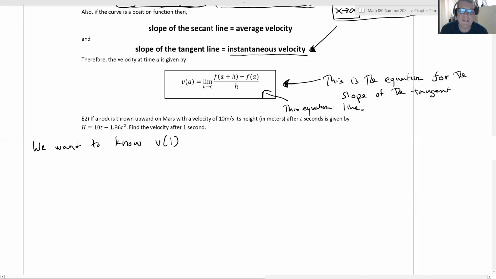Well, how do I find v of 1? I'm looking for a velocity. Here's my equation for velocity. As you progress, you're going to say, I need to find the derivative of h. I'm going to find what I call dh/dt.